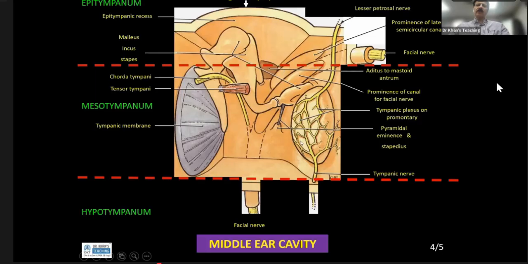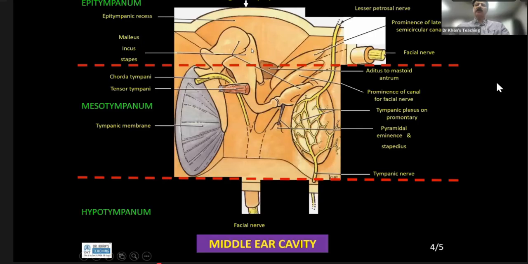Here, this is the cochlea, and there is a bulb here, which is known as the cochlear promontory. Coming back to the ossicles, this is the handle of the malleus, but the head is sitting here. So the head is in the epitympanum, and the handle is in the mesotympanum. Here, it joins the body of the incus.